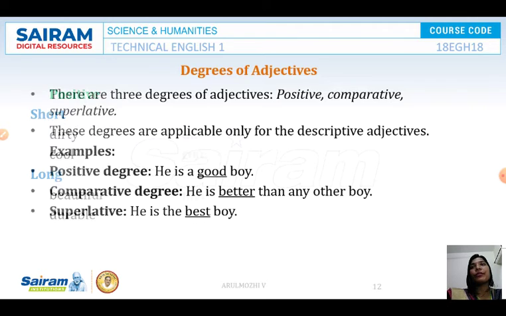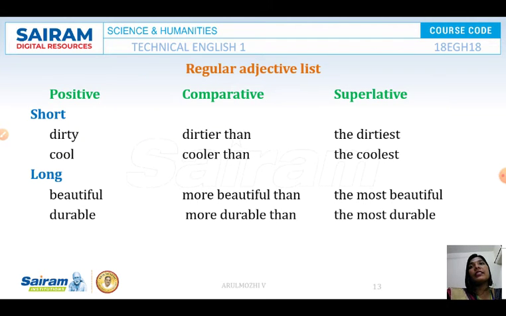Now let's go and look at the examples. These positive, comparative, and superlative degrees have regular and irregular adjective lists. In regular type, for short adjectives we add er or than in comparative and est in superlative. Look at this. This room is dirty. Room is a noun. When a room is described by dirty, it becomes positive degree, because dirty merely describes the room.